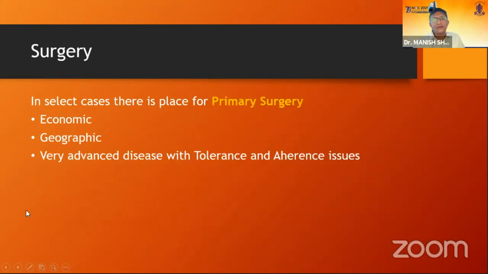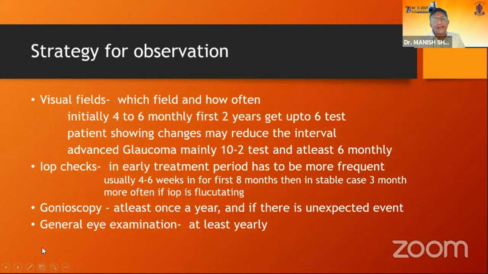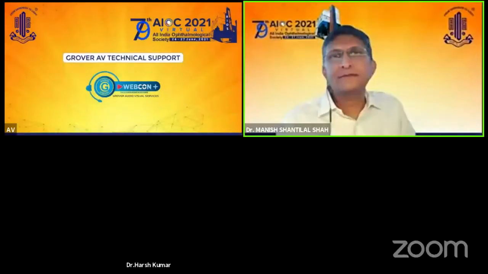In conclusion, primary surgery may be useful with economic constraints, geographic constraints, and when you have a very advanced disease and don't have time to try tolerance and adherence issues, you may go for early surgery. Besides that, you have to have one strategy. I will leave it to the next speaker, Dr. Harsh Kumar, to talk to us about how observation itself is a modality of management, and also that patients on treatment need to be observed similarly. Thank you very much.